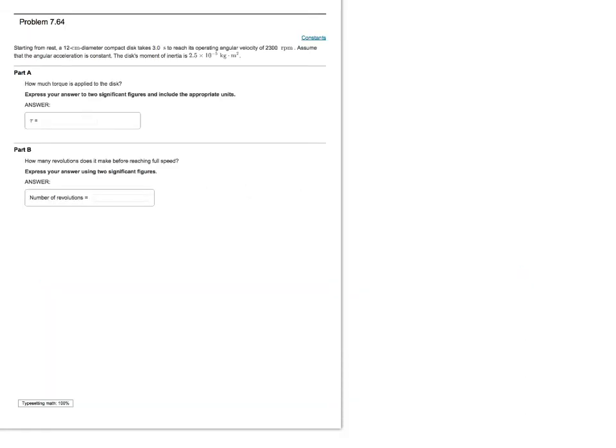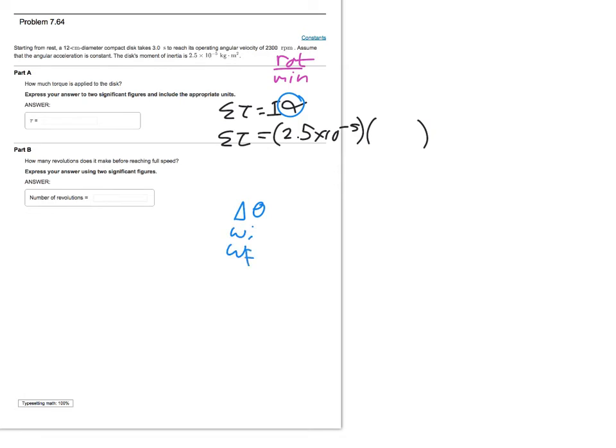Moving on to this next one, we have a 12 centimeter disc that's speeding up to a speed of 2,300 rotations per minute. Remember, that's what RPM stands for. And we want to figure out how much torque is applied to this disc to allow it to speed up. So of course we're going to do sum of the torques equals I alpha. We're looking for that net torque, so I'm just going to leave that as sum of the torques on the left-hand side. My moment of inertia, I know it's 2.5 times 10 to the negative fifth, but I don't know my angular acceleration. So I need to find that first in order to be able to find the net torque.